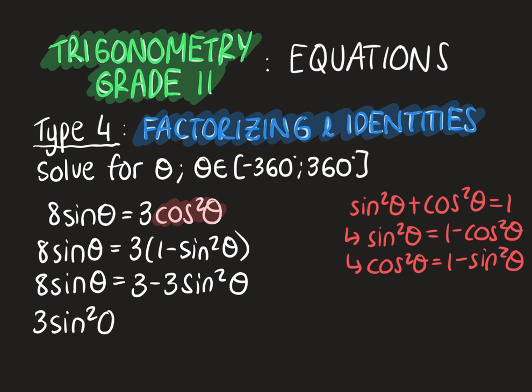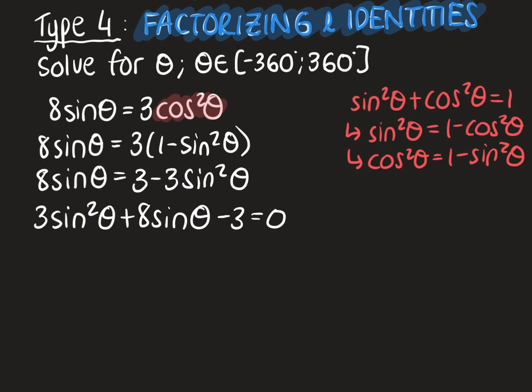So I'm going to bring that over, it's going to change to a positive. The 8 sine theta stays on the left, so that stays its same sign. And then I'm going to bring the 3 over, which changed to a negative. Now what I can see here is a trinomial. So what I do also, just a little bit of a hint, if you struggle to see the algebra, the trinomial here, you can always let sine of theta equal k, for example.